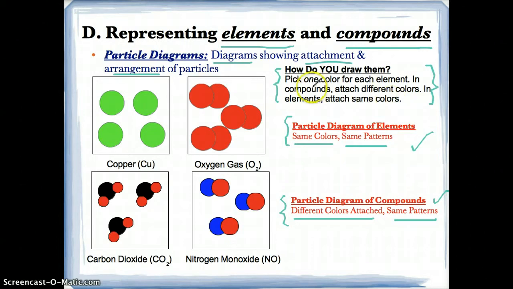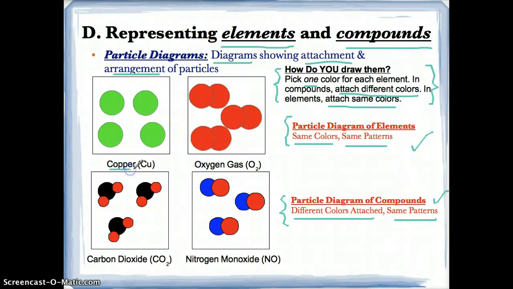How you draw them is you have to pick one color for each element. In compounds, obviously, attach different colors when you're making a compound. In elements, make sure you attach the same colors to each other, because obviously it's an element. Compounds have different colors, elements have same colors. And remember to pick one color for each element because you have to be able to tell the elements apart. All right, so let's look at some examples of particle diagrams for elements.